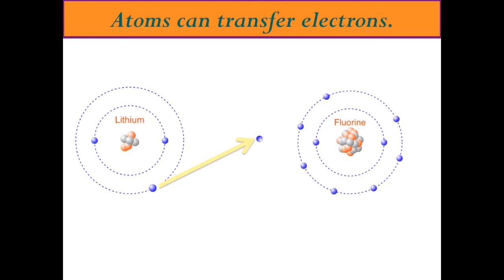atoms, can move around. For example, here is lithium with one electron on the outermost energy ring. We call that a valence electron. And it's leaving. That electron is moving away from the lithium and transferring over to the fluorine. And this is an example of transferring the electrons in the creation of an ionic bond.